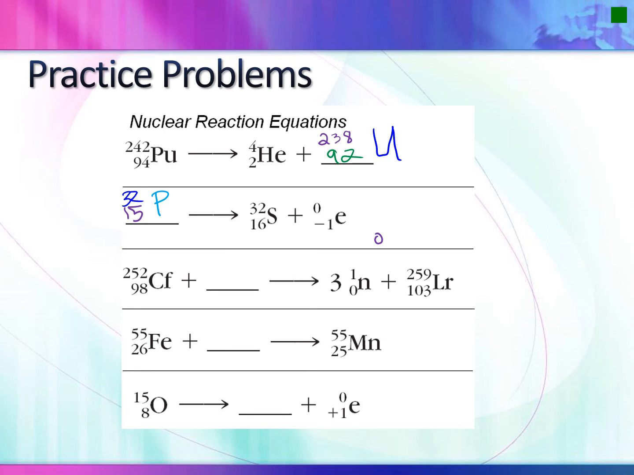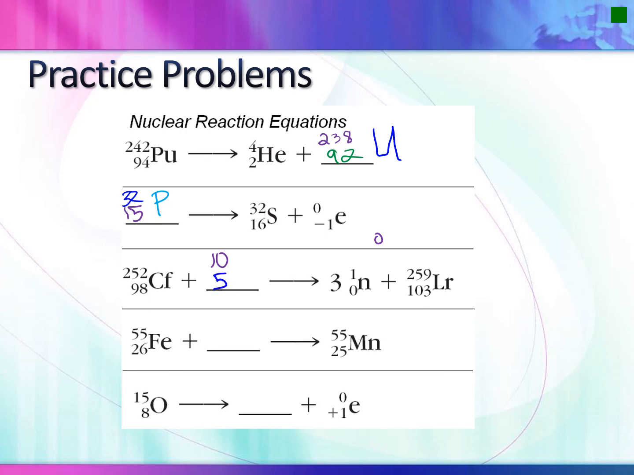So it's going to be 3 times 1, so that number would be 3, plus 259. Now we've got 252 plus x equals 262, and so x equals 10. So I'm going to put 10 on the top. And then to solve for the bottom, we have 98 plus x equals 3 times 0 is 0, plus 103. So when you subtract that, you get 5 equals x.